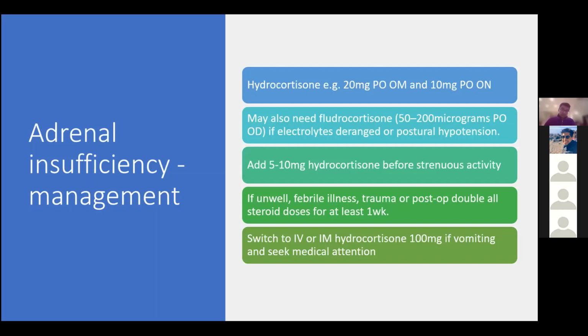You need to make sure that they have an extra dose of hydrocortisone before they do any strenuous activity, and they'll need to double their dose of hydrocortisone for at least a week if they have an illness or any surgery or trauma. And if they become unwell and they're unable to take medication orally, it's important that they seek medical attention and that they switch to IV or IM hydrocortisone so that they're still getting their steroid.